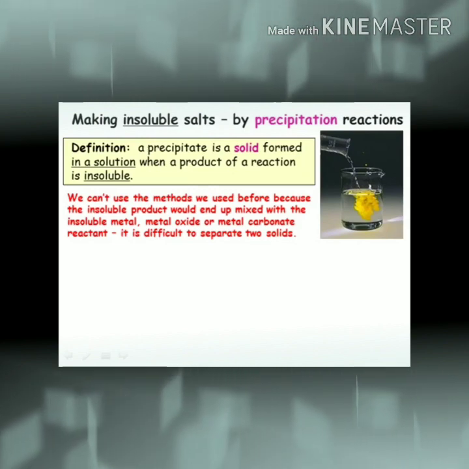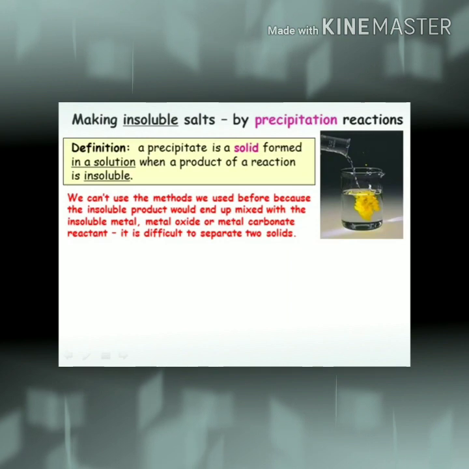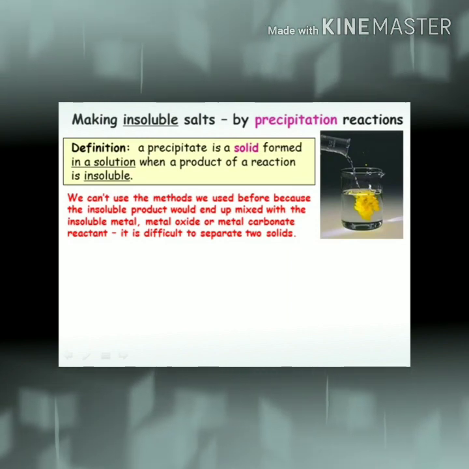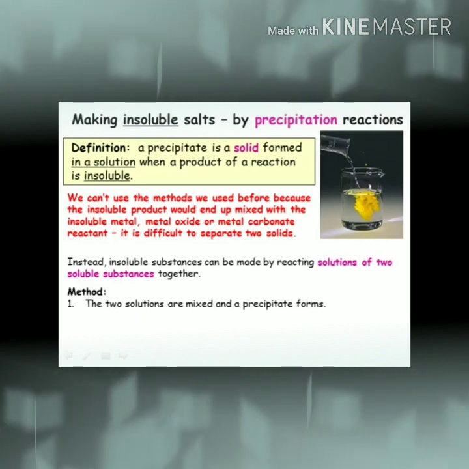This insoluble salt we can prepare by precipitation reactions. Basically, a precipitation reaction is when a solid forms in a solution because the product of the reaction is insoluble. We cannot use the method we used before because the insoluble product would end up mixed with the insoluble metal oxide or metal carbonate reactant, and it is difficult to separate two solids.